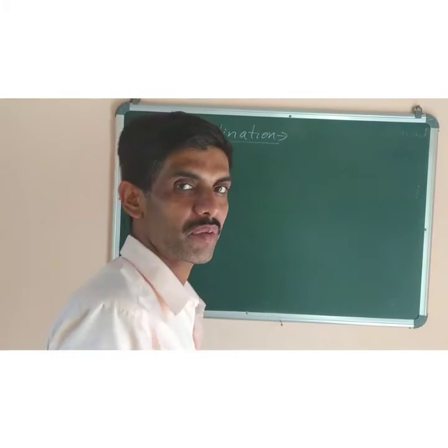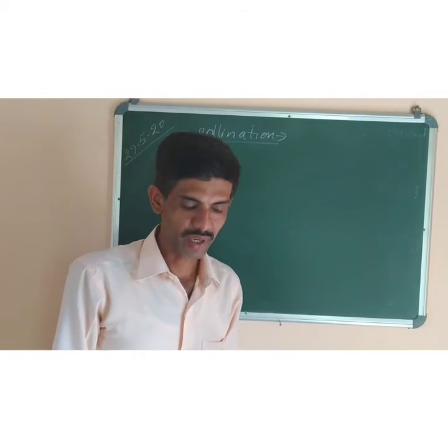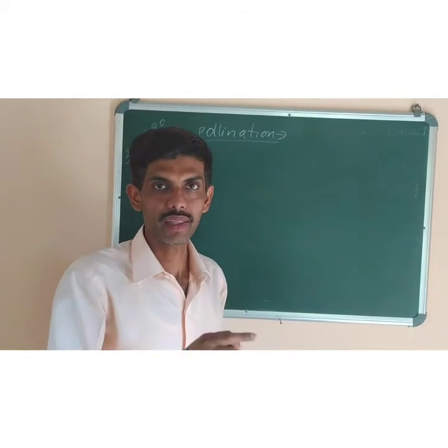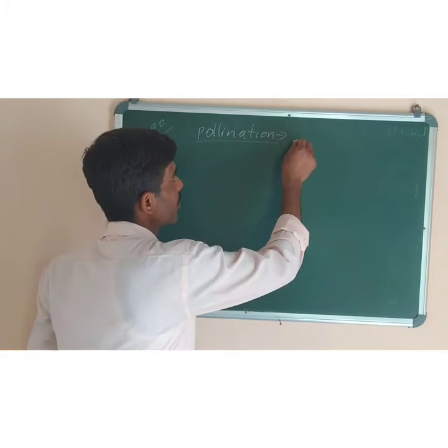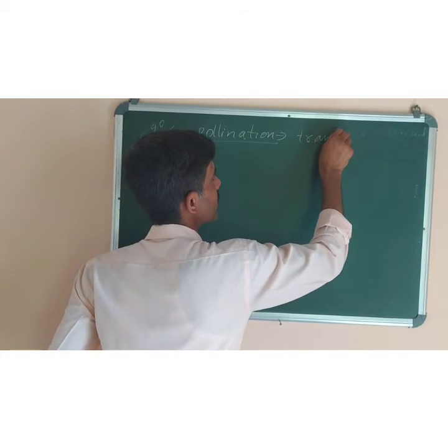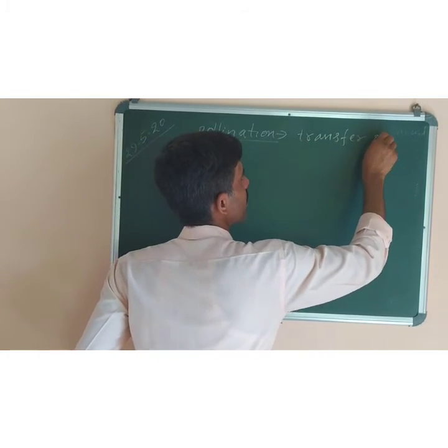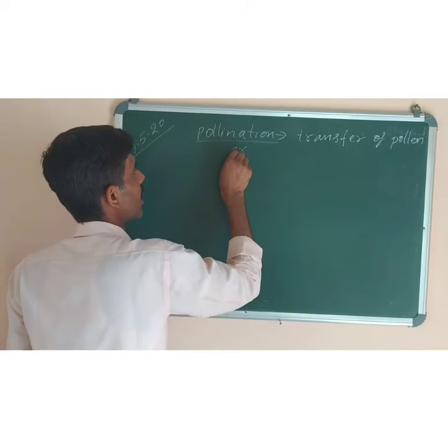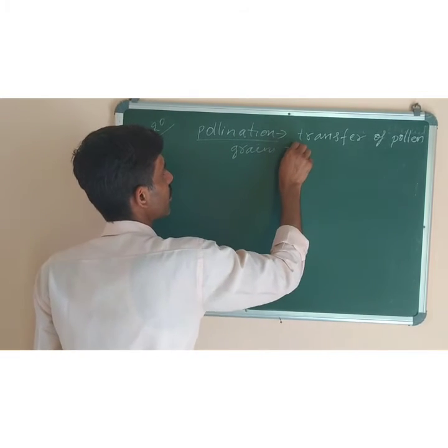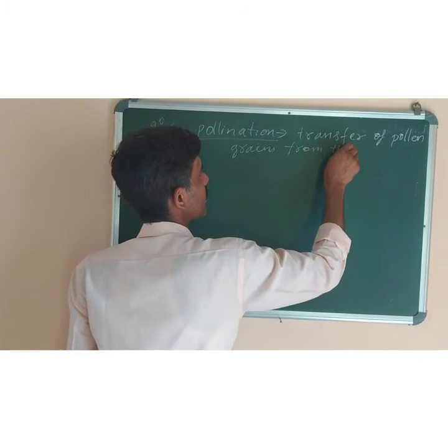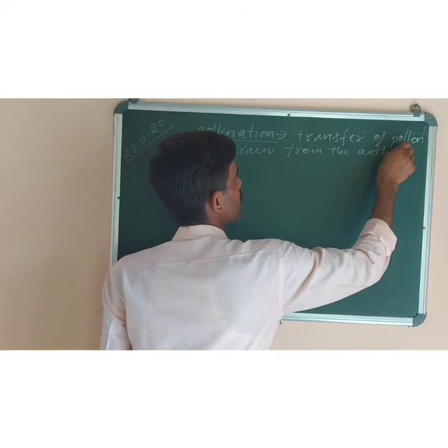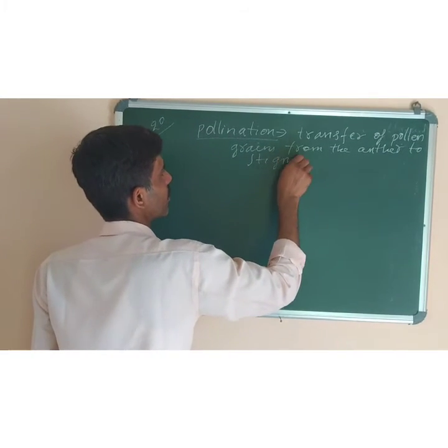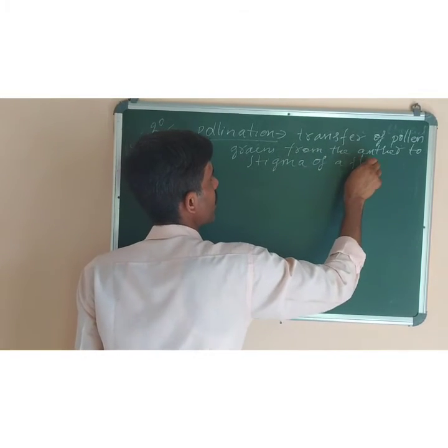Okay, now the next topic which we are going to study is pollination. You know what is pollination? The transfer of pollen grains from anther to stigma of a flower is called pollination. So I'll just write the definition. Transfer of pollen grains from the anther to the stigma of a flower is called pollination.